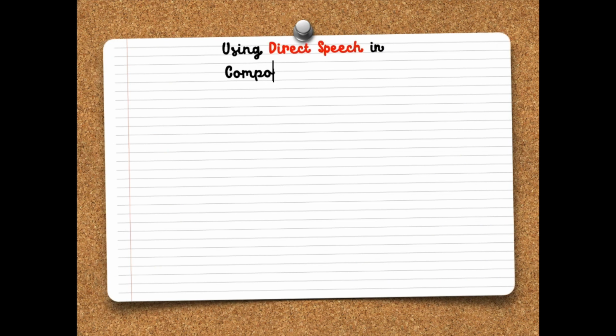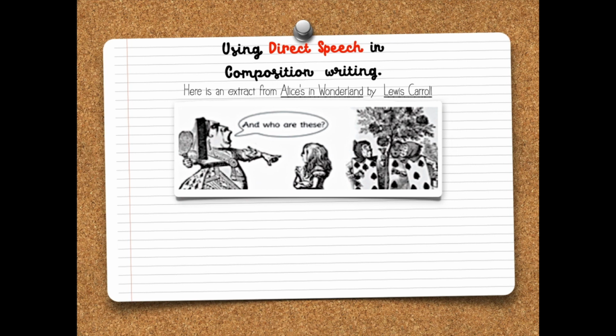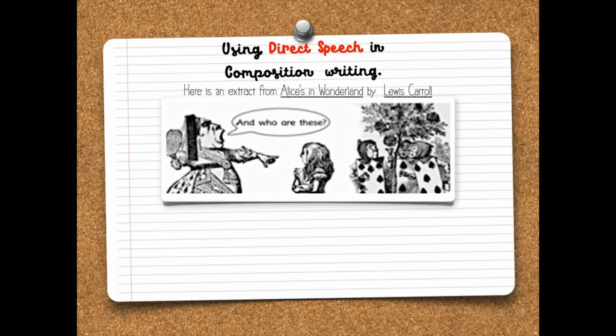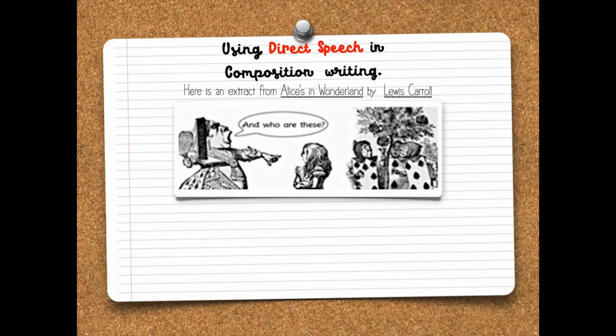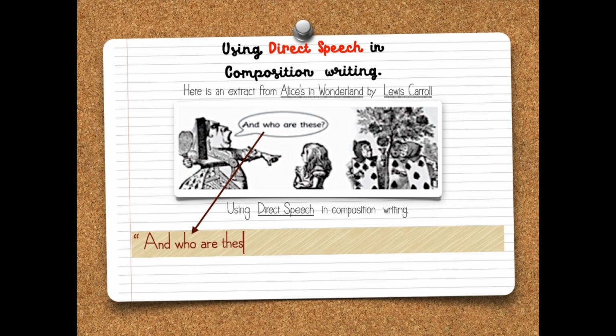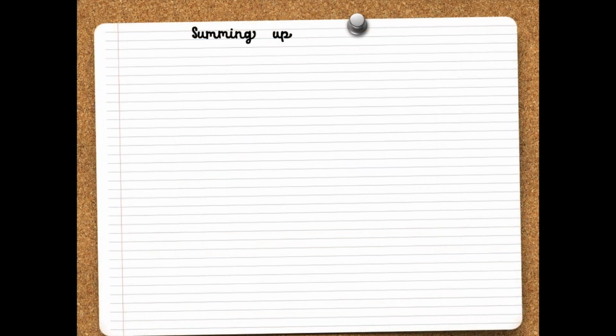Let's move on with direct speech. Here is an extract from Alice's Adventures in Wonderland by Lewis Carroll. "And who are these?" asked the Queen, pointing to the gardeners. Here, the direct speech is, "And who are these?" It's as if you make the character really talk.